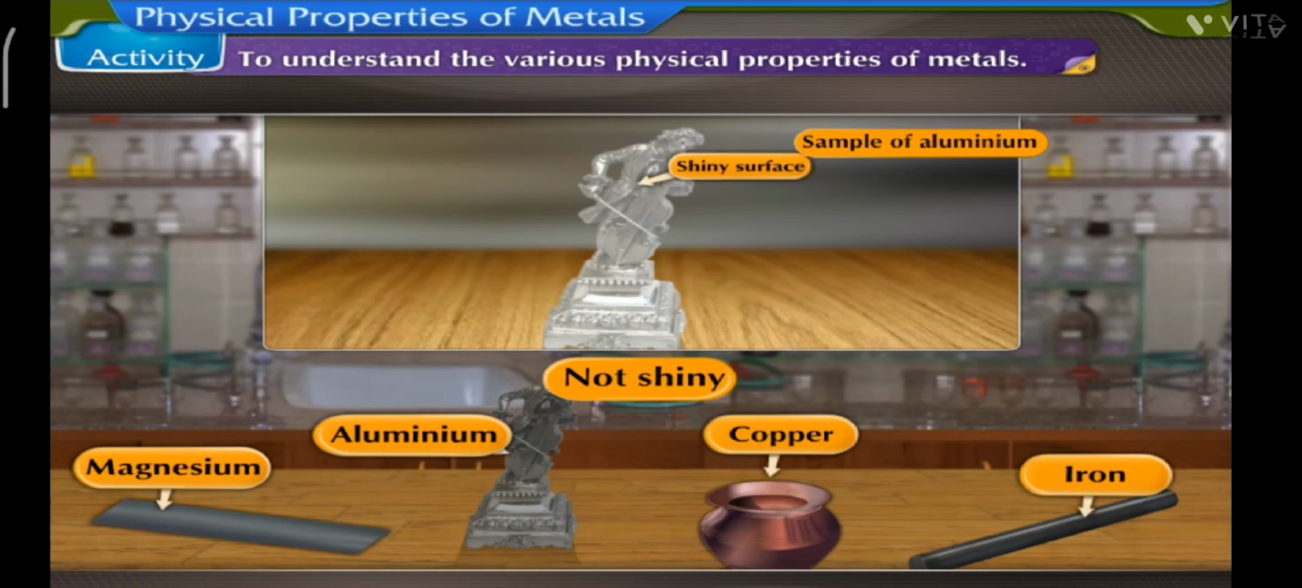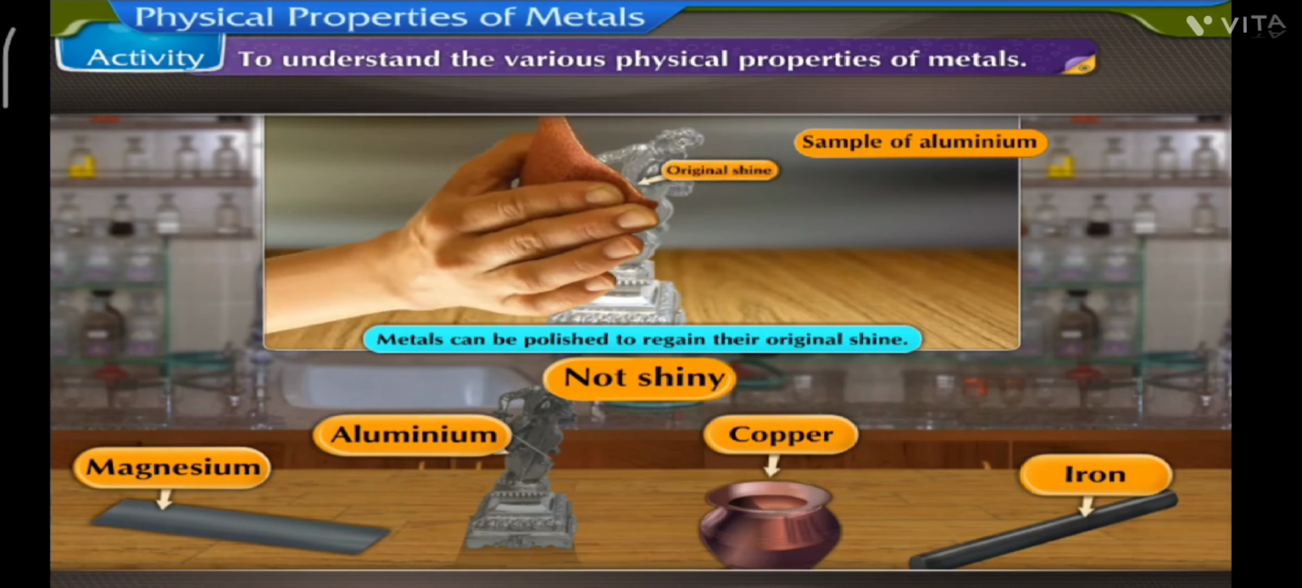This property of metals is called metallic luster. Metals in their pure state have a shine. When they are kept exposed to air for a long time, they react with oxygen and moisture in the air and lose their shine. They can be polished to regain their original shine.